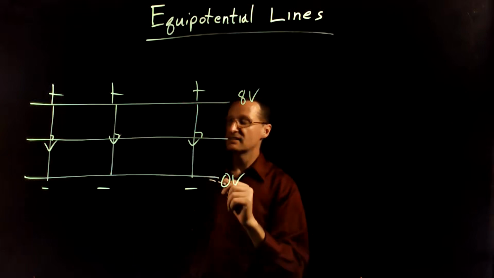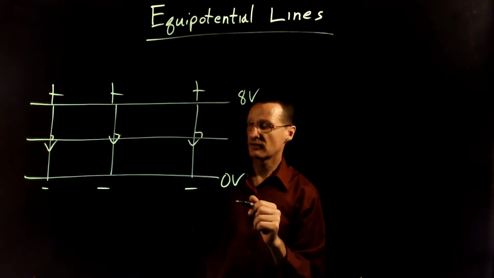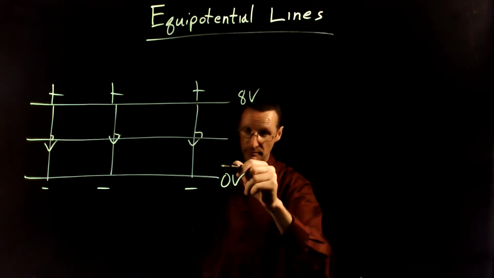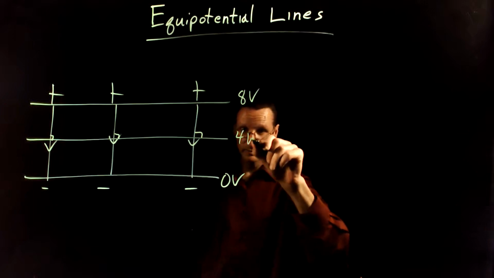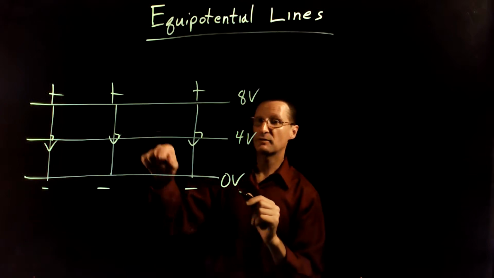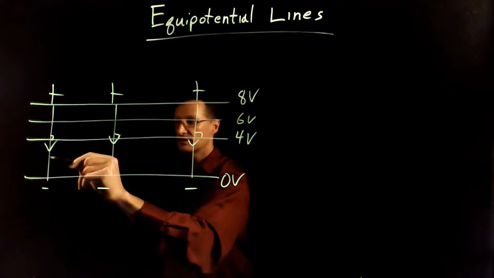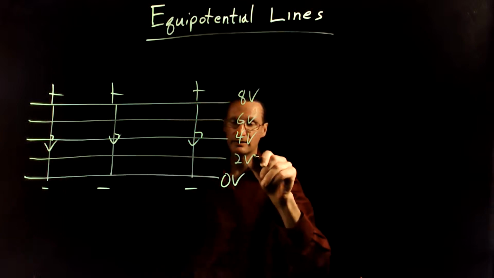Now, if this line is midway between here, what is the electric potential of that line? Well, since it's midway between, it's going to be midway between in terms of electric potential as well. That's going to be the 4-volt line. So then midway between the 4 and the 8 is going to be the 6-volt line. And midway between the 0 and the 4 is going to be the 2-volt line.